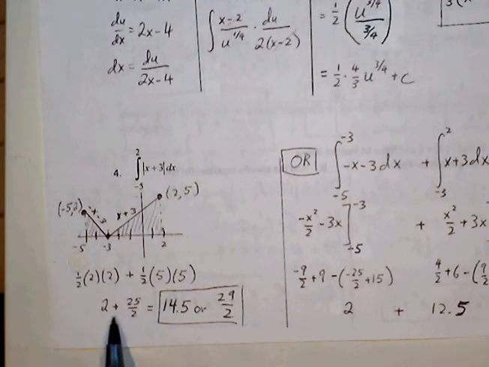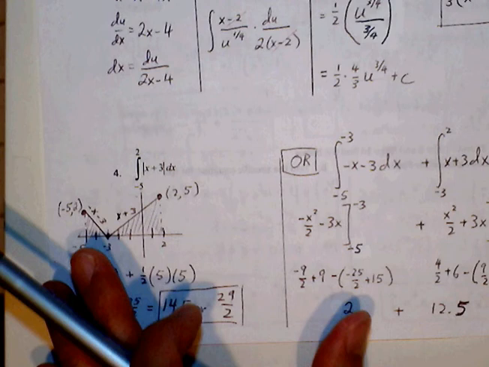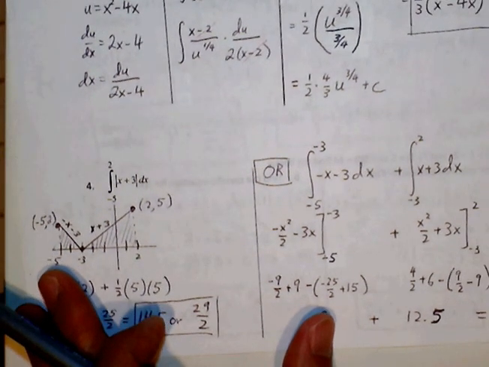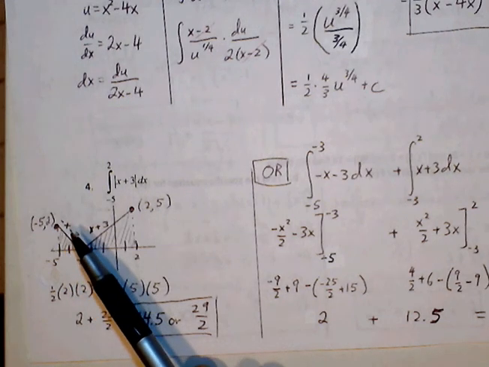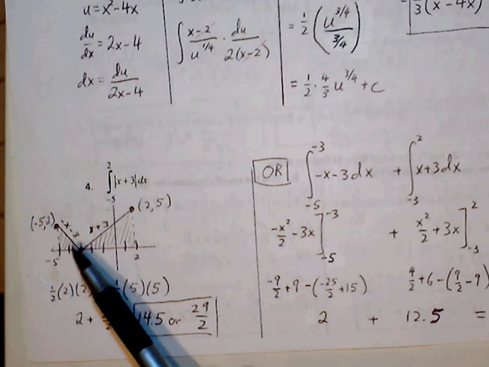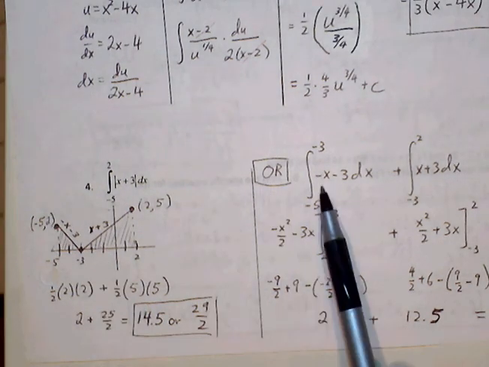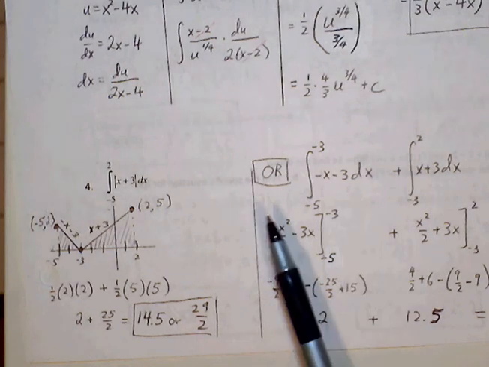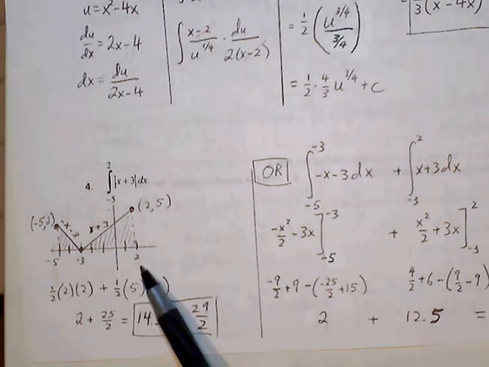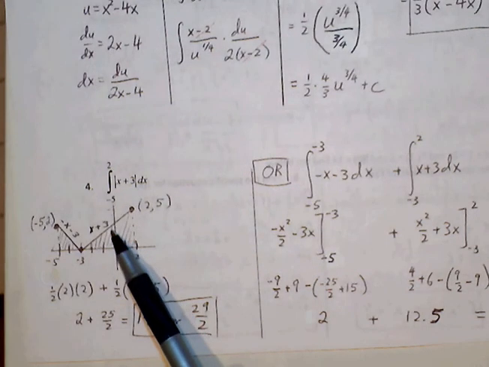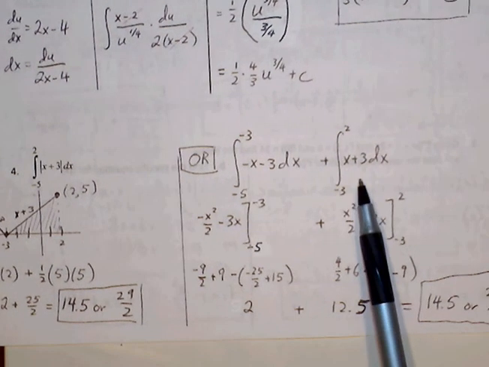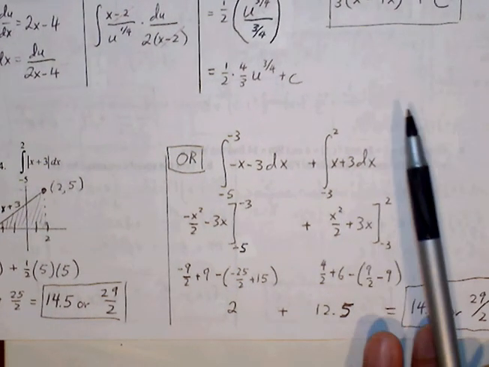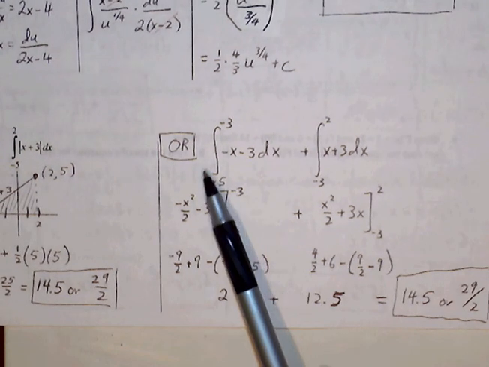Or we can write this as two definite integrals. The first definite integral is under this graph, negative x minus 3 from negative 5 to negative 3. So that's what we have here. Plus the definite integral from negative 3 to positive 2 of this curve x plus 3. Once we have this, then we can go through power rule and evaluate these definite integrals using the rules that we know. So negative x minus 3 becomes negative x squared over 2 minus 3x by applying power rule. Evaluate using your upper and lower bound.